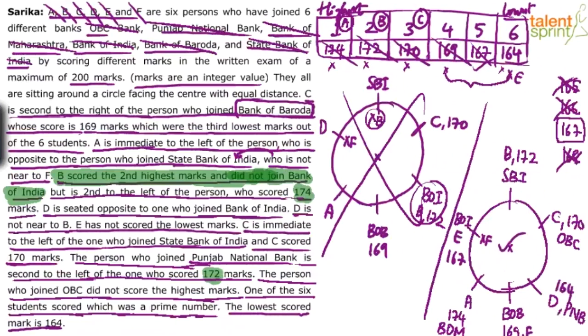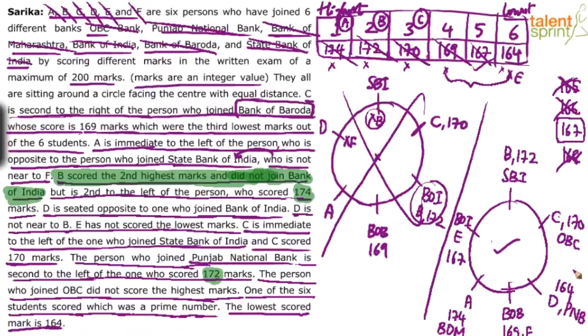Done. So this is the final arrangement. You can check this now. Look at the persons A, B, C, D, E and F. In terms of banks, we have Bank of Maharashtra, Bank of India, State Bank of India, OBC, Punjab National Bank and Bank of Baroda. And values are 169, 174, 167, 172, 170 and 164. True. Done. I think this satisfies all the conditions.